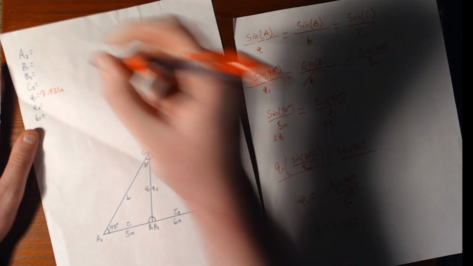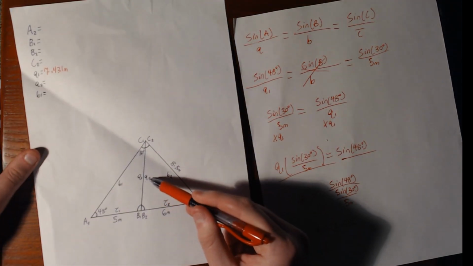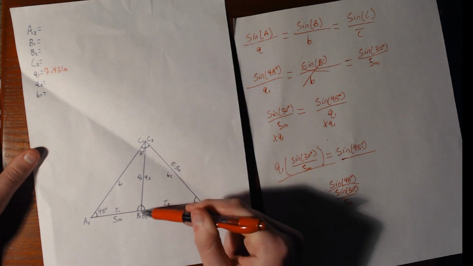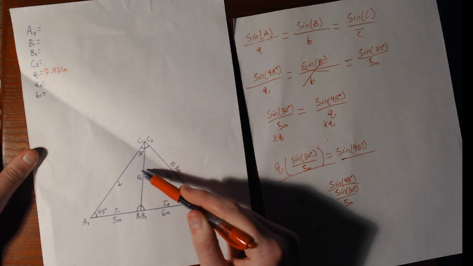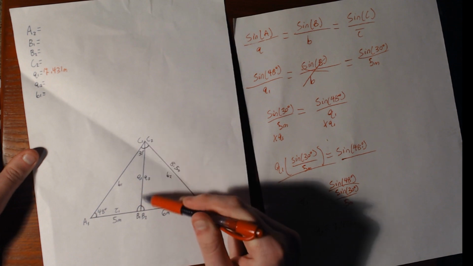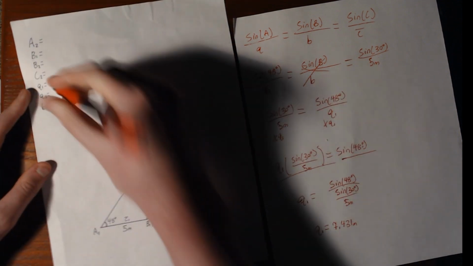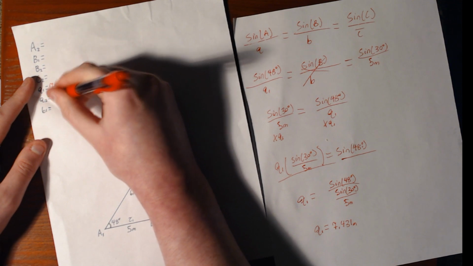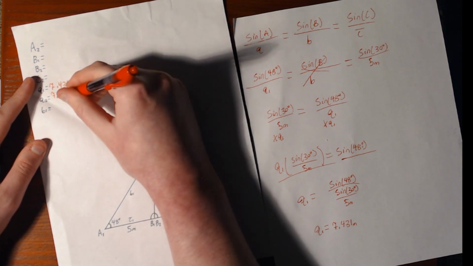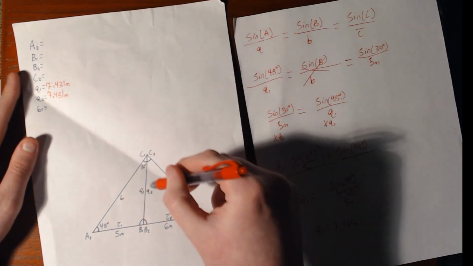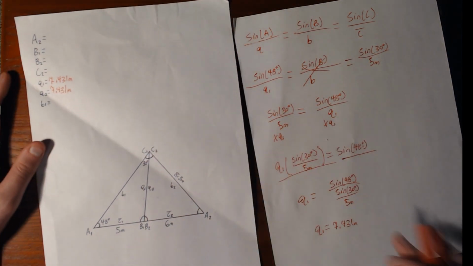7.431 meters. And like I said, a sub 1 and a sub 2 are basically the same exact thing. This is the flagpole. This is how tall the flagpole is. So these are touching right here, and these are the same length. So a sub 2 will also equal 7.431 meters. And this will be our given for when we start working on triangle 2.